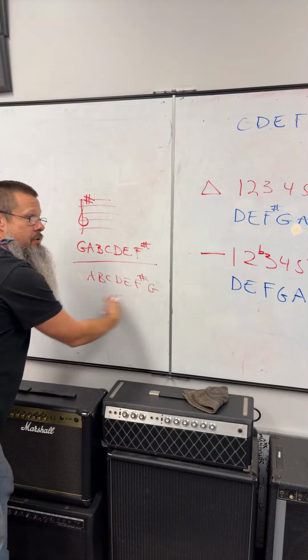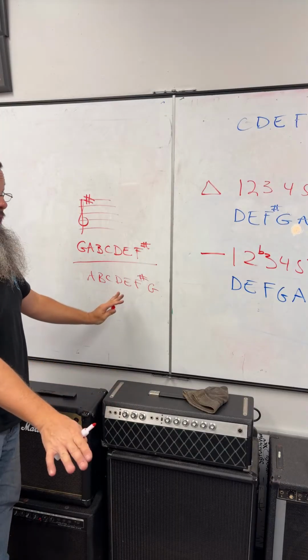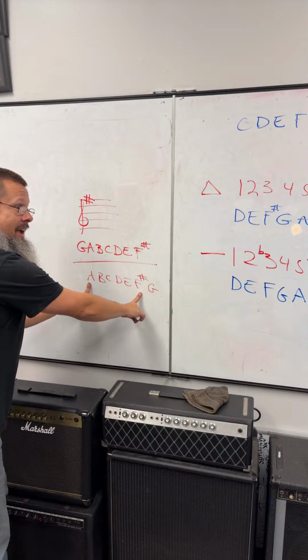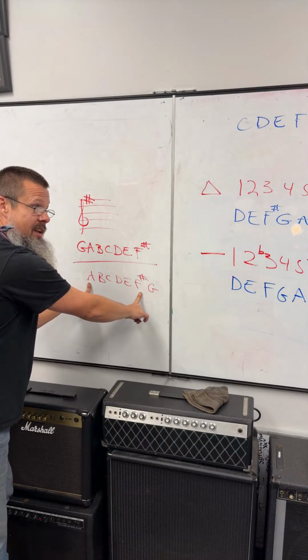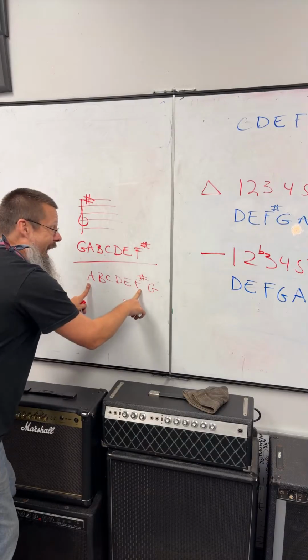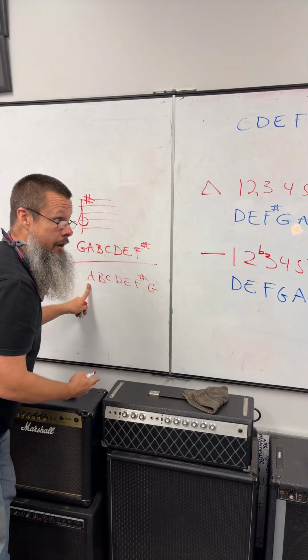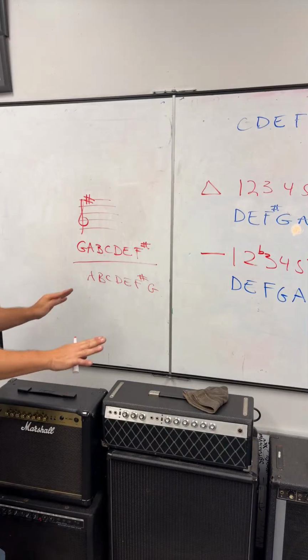How many sharps and flats are in the key of A minor? None. What is the 6th scale degree in the key of A? 1, 2, 3, 4, 5, 6. Should there be an F sharp in the key of A minor? No. Why is there an F sharp? It's A Dorian. That's as simple as it can be.